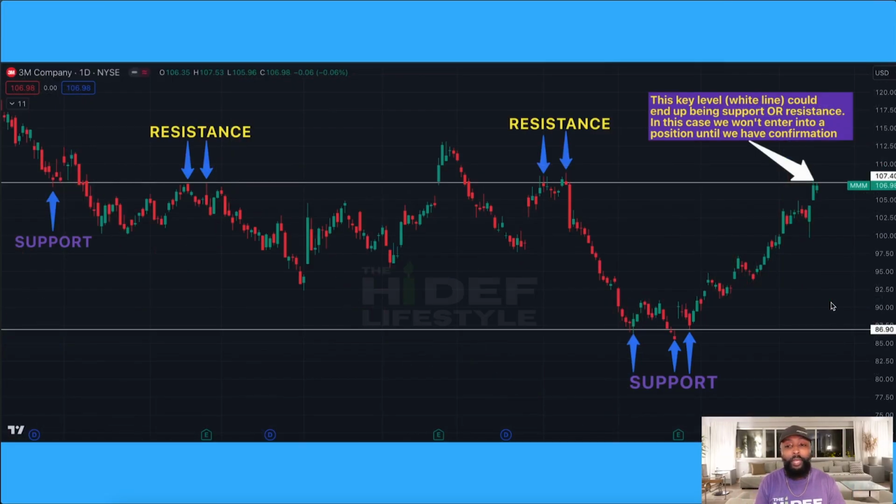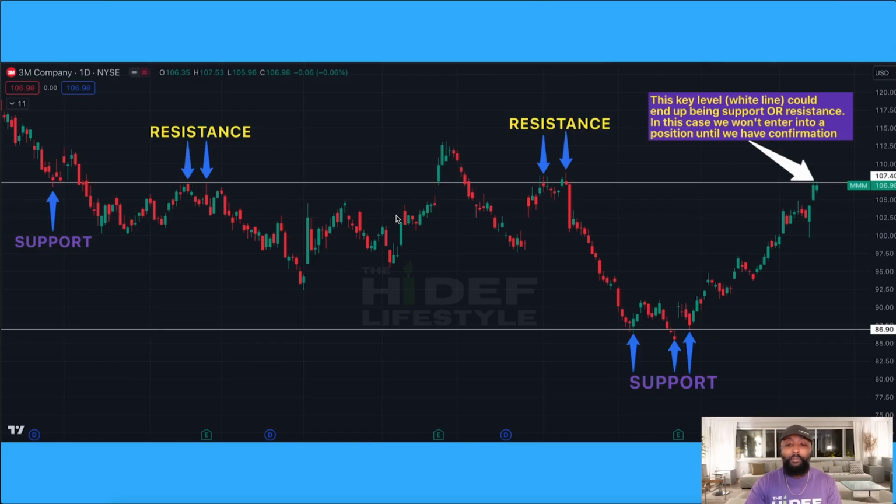All right, the 3M company. Let's start on the left. The price action came down to the upper white line and bounced to the upside. So we can say, hey, maybe we have support here. But then it crashes through to the downside and then comes back up to that white line and gets rejected. So now we have some resistance here.